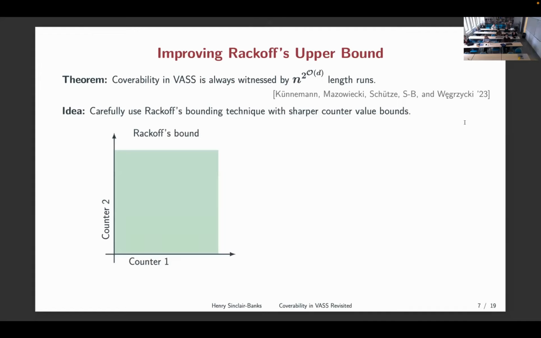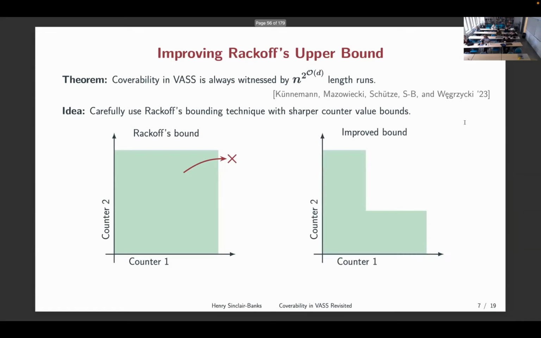So this is what Rackoff did. He defined an extremely large value, made a box in D dimensions, and said, if a configuration ever was to leave, so in this case, counter 1 exceeds a certain value, it's so large that for the remainder of the run, even if it decreases maximally from that moment onwards, it will remain above the target, so you can kind of forget about it. And so then you can recurse into solving coverability on a system with 1 less dimension, and you continue this way.